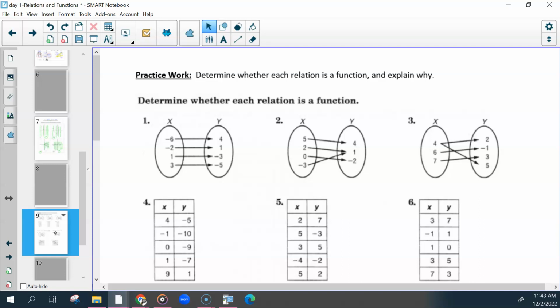Make sure that you answer this: explain why. So if it's a no, show why. If it's a yes, you can say the x's don't repeat. You guys can work together.